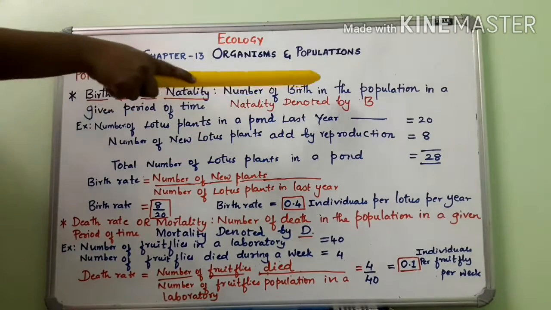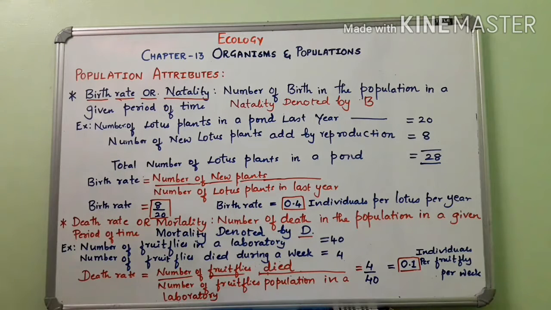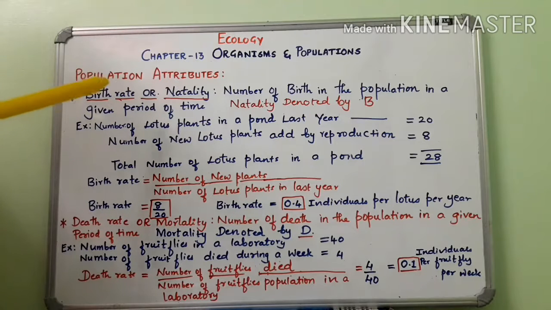The number of births in the population in a given period of time is called natality or birth rate. Natality is denoted by capital letter B. So birth rate or natality, the number of births in the population in a given period of time, is nothing but natality or birth rate.